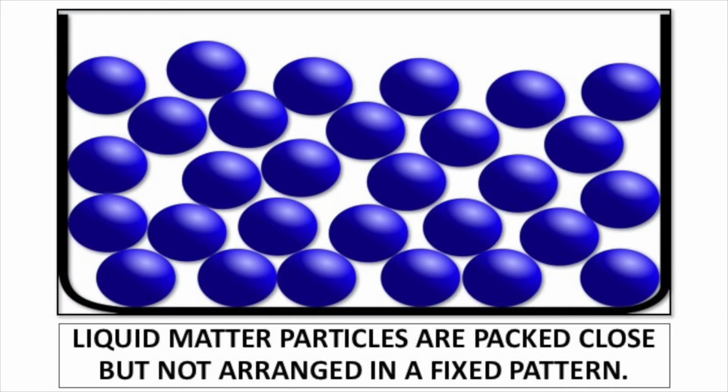Liquid matter particles are packed close but not arranged in a fixed pattern. Yes, so remember the particles of the solid objects were very tightly kept together. They were packed very tight in a fixed pattern. Liquid particles are still close, but they're a bit looser. They're not as tightly packed as solid particles, and liquid particles can move around. That's why when you have a cup or a drink, if you move the cup, the liquid will move too.